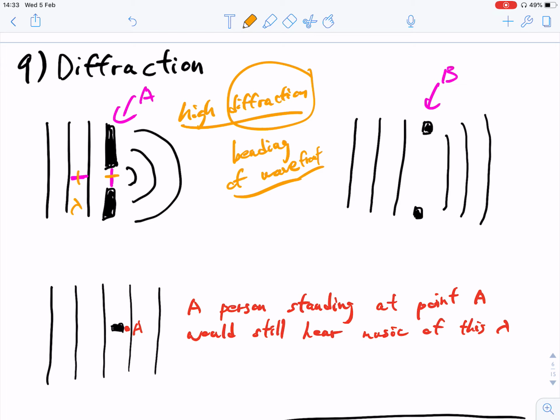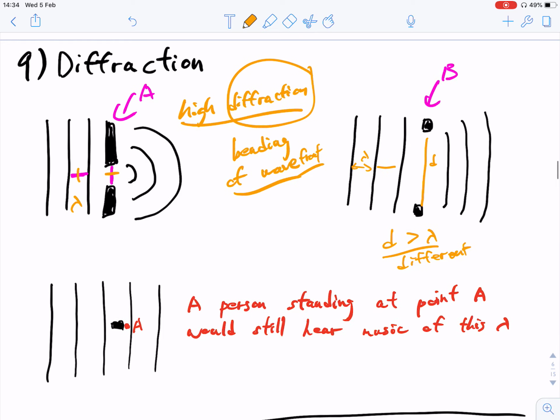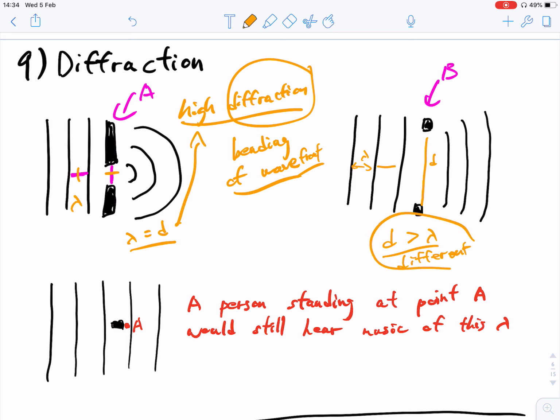Next up, we have a much wider one. So this distance is much, much wider than our regular wavelengths. So the distance here is a lot larger, or it's very different, is what we're really looking for. Whereas over here, the wavelength is approximately or very close to D, then we have high diffraction. So when they're radically different, then we have little or no diffraction.